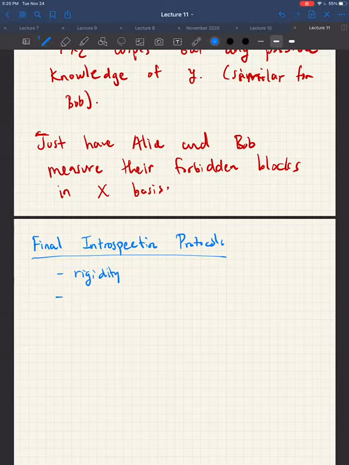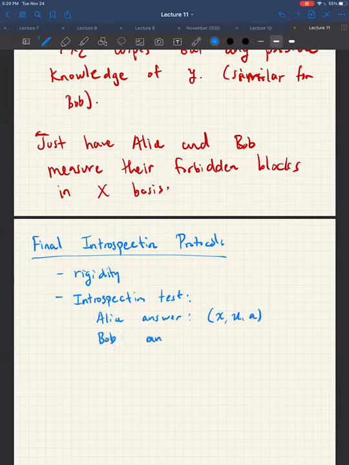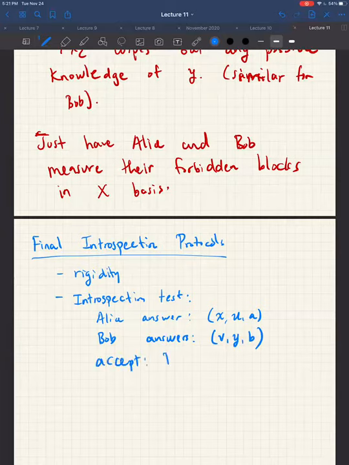Okay, so I'm just sketching down what this final introspection protocol looks like. We do the rigidity test, which is this QLD. We do the introspection test, right? So Alice and Bob are both told to introspect. They now report a 3-part answer. Alice reports X, U, A. Bob answers V, Y, B. And then the verifier is just going to accept if the game predicate on X, Y, A, B equals 1.